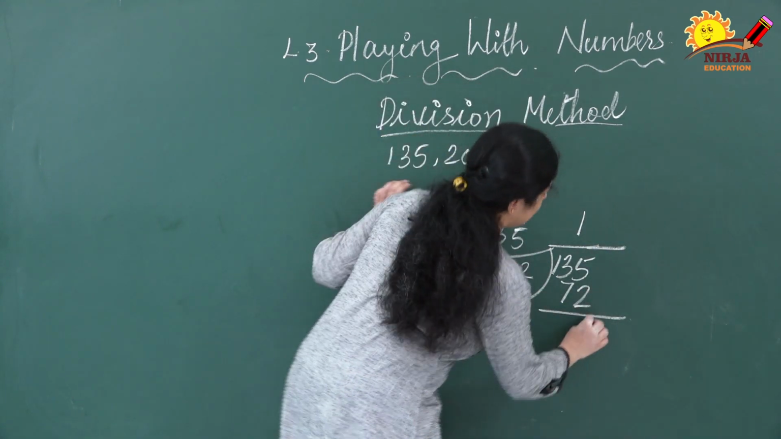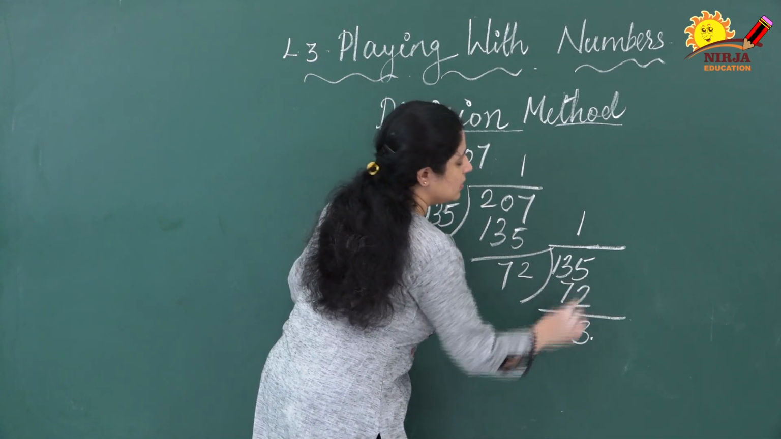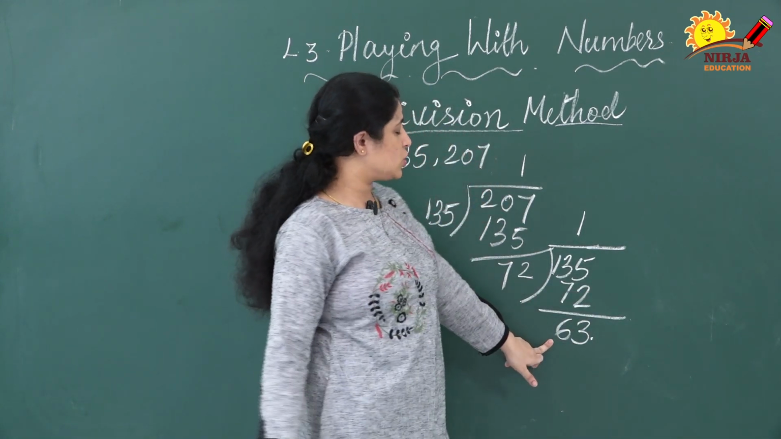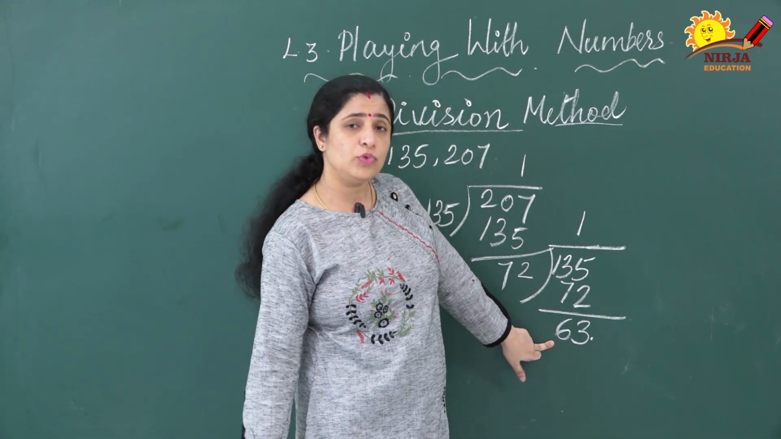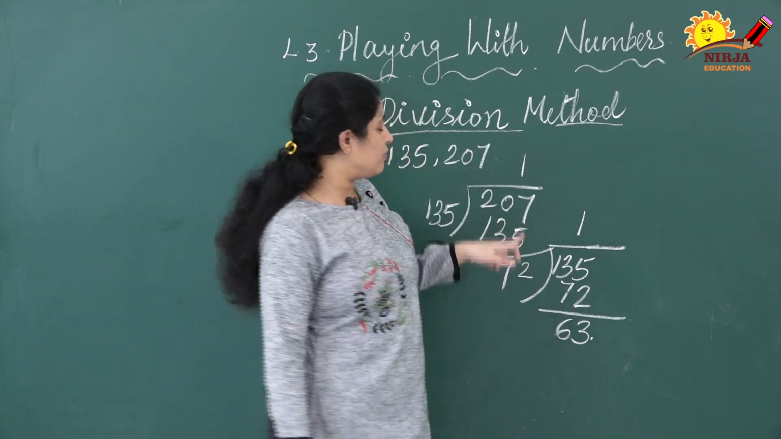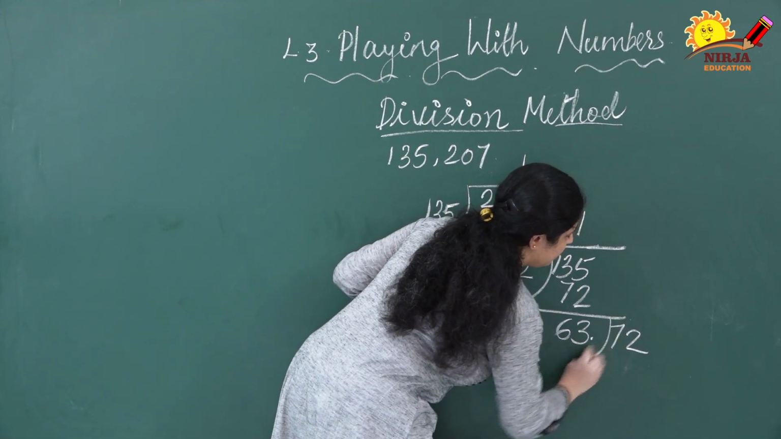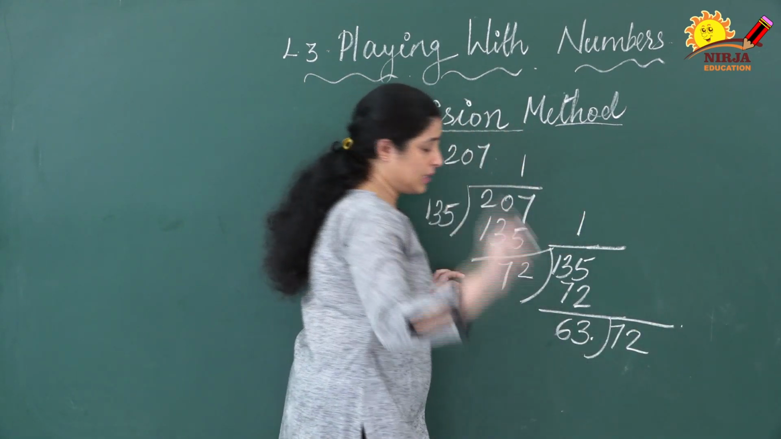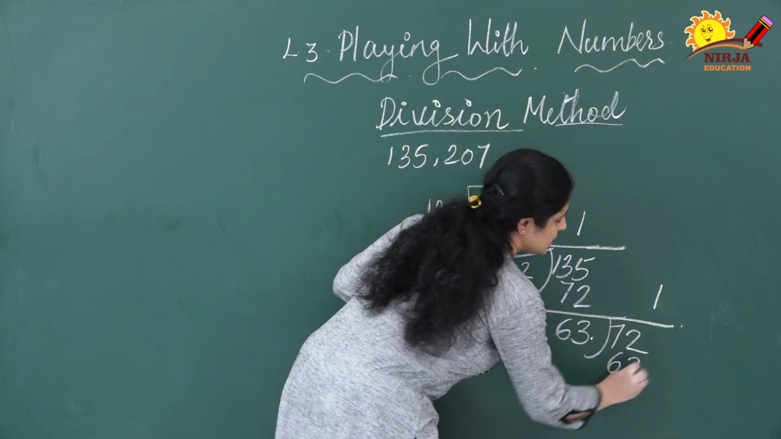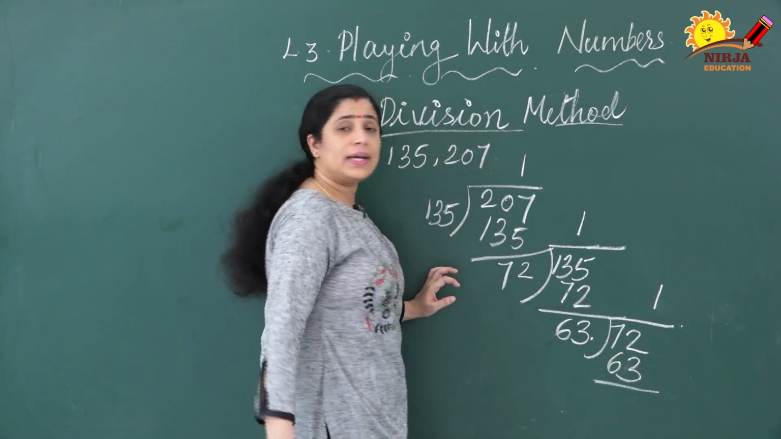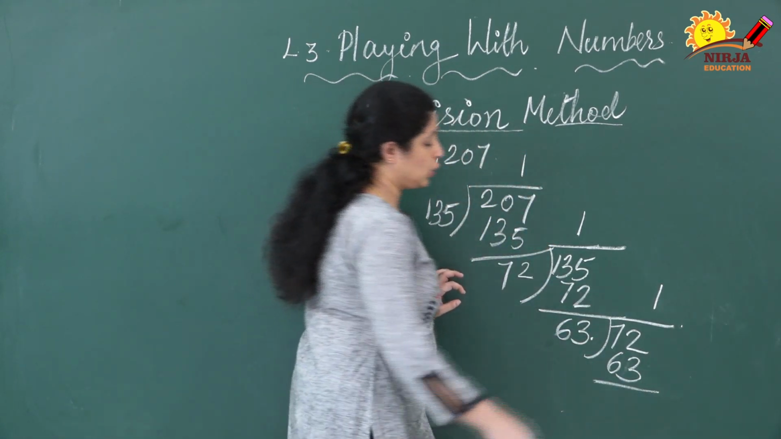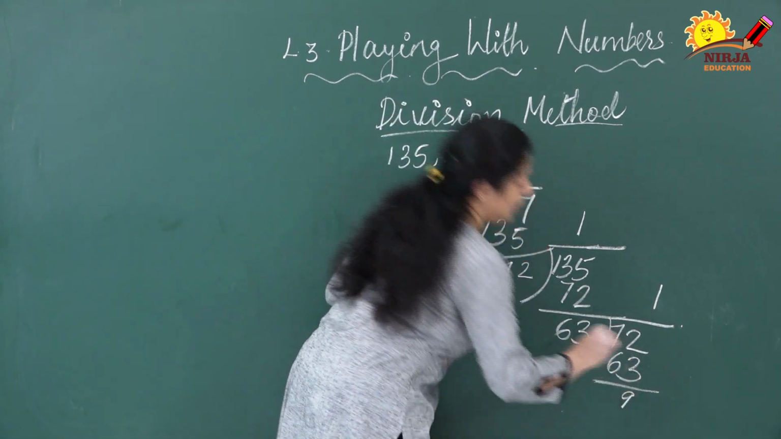When you are doing subtraction, 3, and here you will get 6. So you are getting 63. Now what you have to do? You have to divide this 72 by 63. Again you will get 1, 63. What are you getting when you are doing subtraction? You will get 9 here.